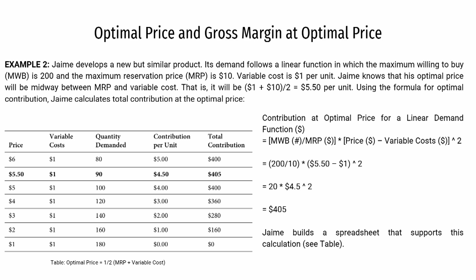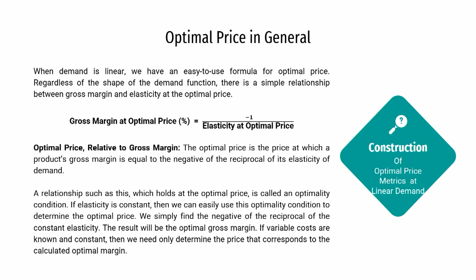It reinforces the formula that is used for calculating the contribution of the optimal price. Now, let us look at this construction of optimal price in general. Remember that the linear demand function is a special case, it may not be a practical case, it is just a theoretical concept. When the demand is linear, we have an easy to use formula for the optimal price that we have already seen. Regardless of the shape of the demand function, there is a simple relationship between gross margin and elasticity at the optimal price.